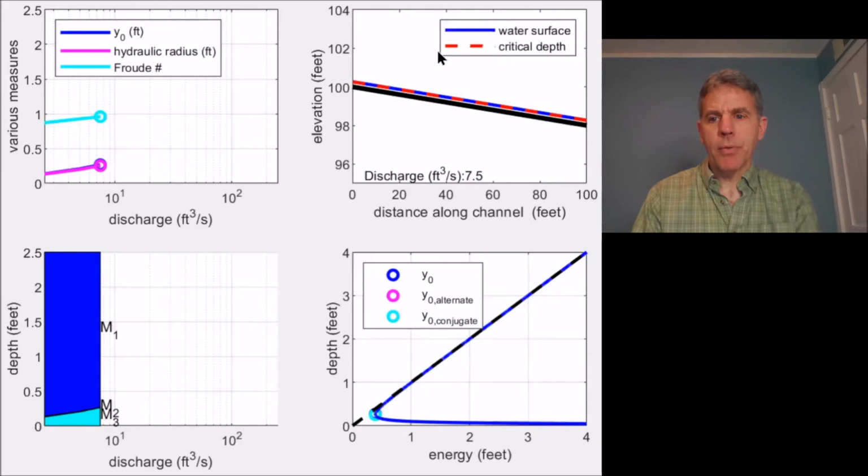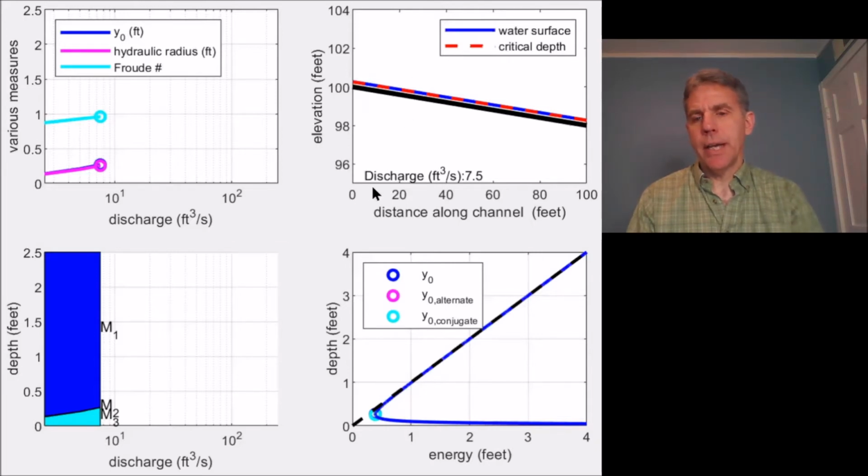So this upper right figure here is a picture of the channel itself. The black is the channel bottom, the slope is fixed, and this ticker you will see will increase as discharge increases. Hard to see at this point because the depth is so small, but the water surface is drawn in blue and a dashed red line is included to show critical depth.